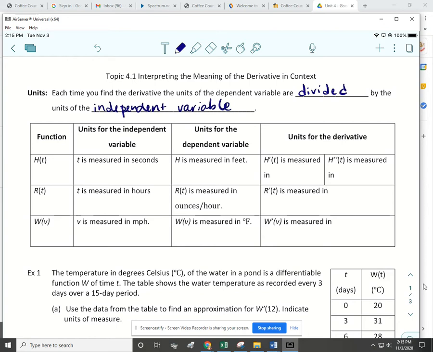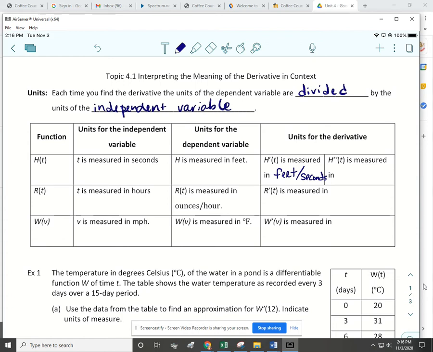So we have this function h of t, and t is measured in seconds, which is the independent variable. The dependent variable, which is h, is measured in feet. So if we were going to describe the units for the first derivative, h prime of t, we would take the units of the dependent variable, which in this case is feet, and divide it by the units of the independent variable, which in this case is seconds. Right? So the h prime of t is feet per second.